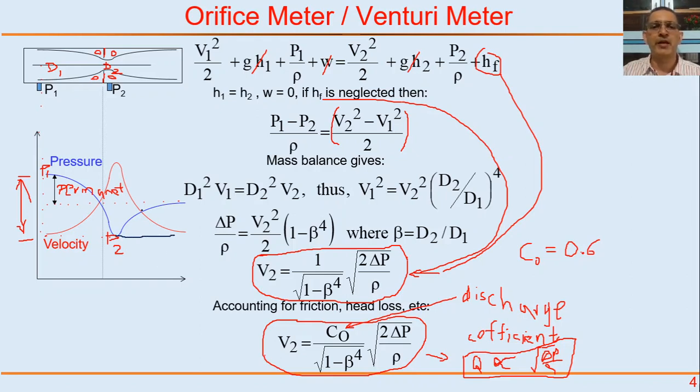This is called a pressure recovery zone, where pressure increases because velocity is reducing, because the cross-sectional area is increasing in this direction. That's called pressure recovery.